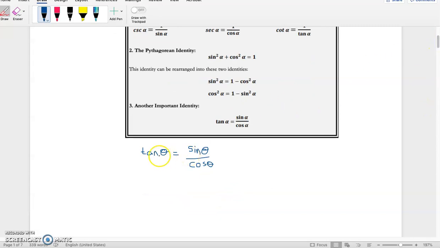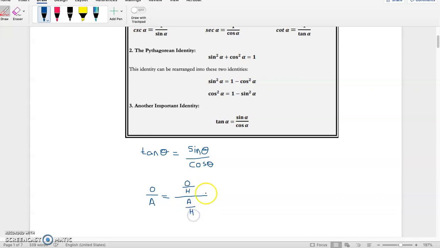And so then now I can change this. So tangent is opposite over adjacent. So tangent is equal to the ratio of the opposite side over the adjacent side. And sine is equal to opposite over hypotenuse, or the ratio of the opposite side over the hypotenuse. Divide this by cosine, which is adjacent over hypotenuse.